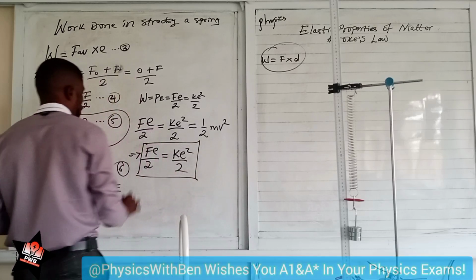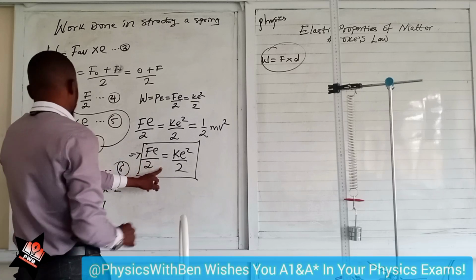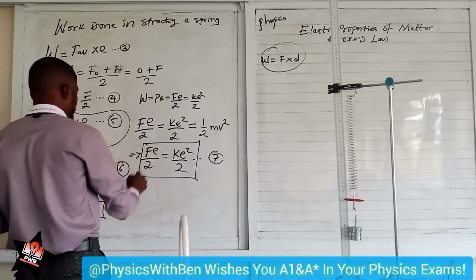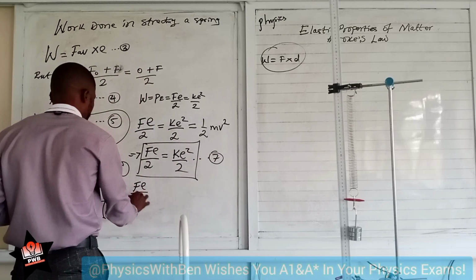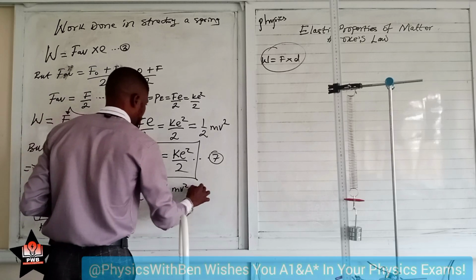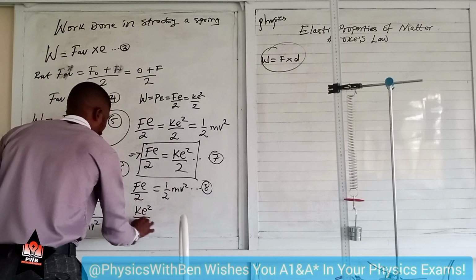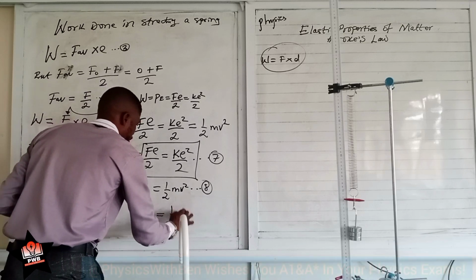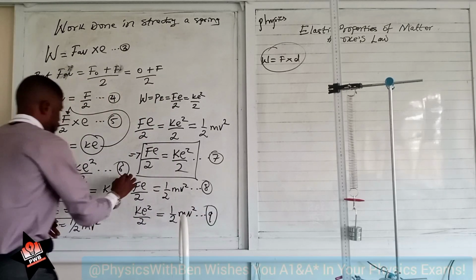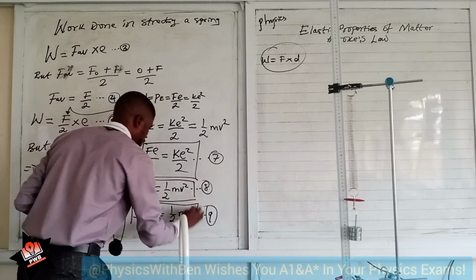I'm going to make a video on what I call the physics of cut and join. This is probably another equation here. So you can write this as equation number 7. Again, this also means that your Fe all over 2 is equal to half mv squared. You can call this equation number 8. Also, your Ke squared all over 2 is equal to half mv squared. You can call this equation number 9. So these are all possible equations under Hooke's law.